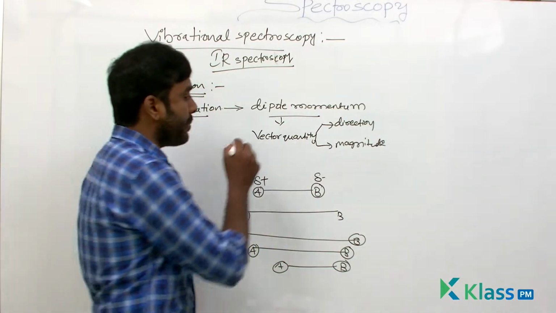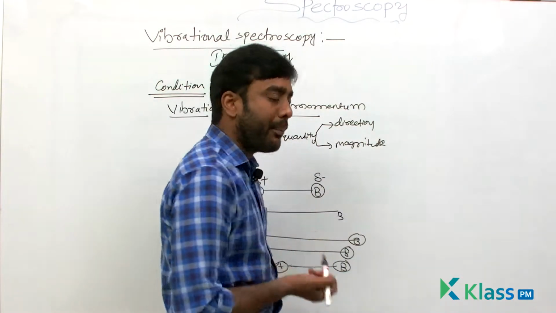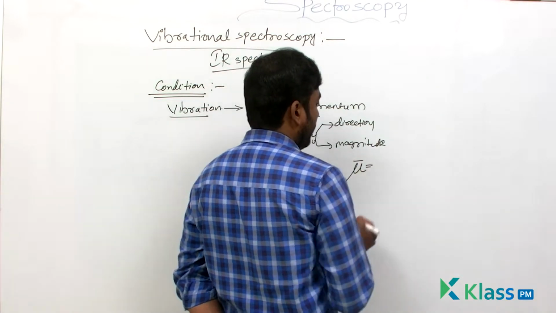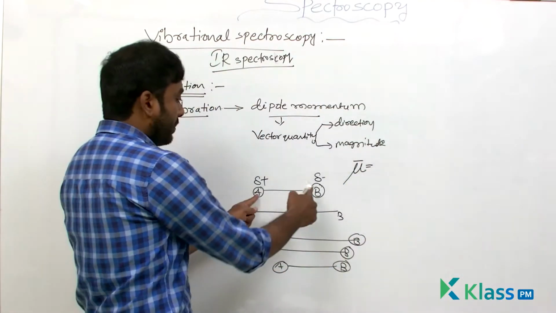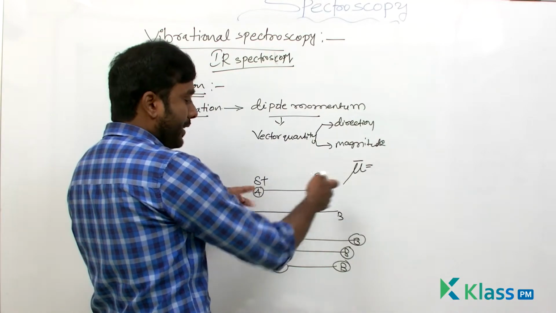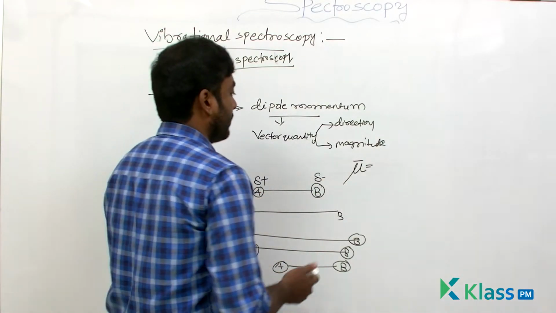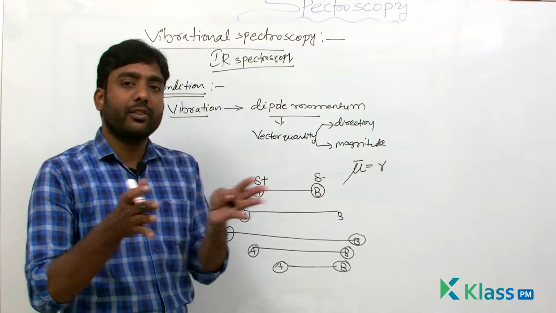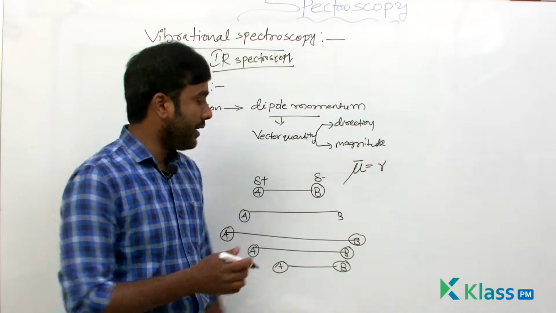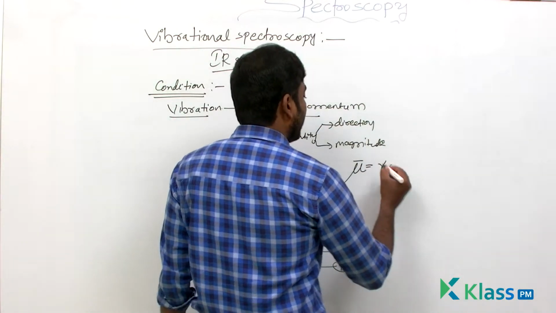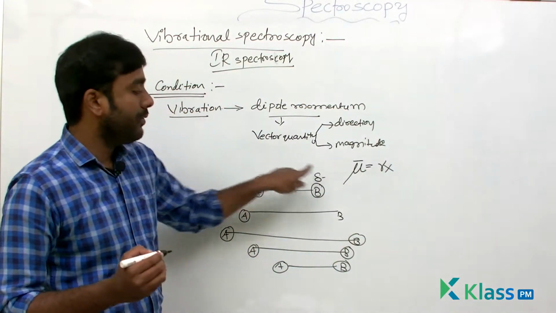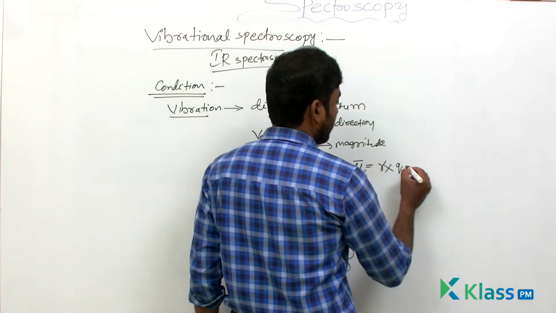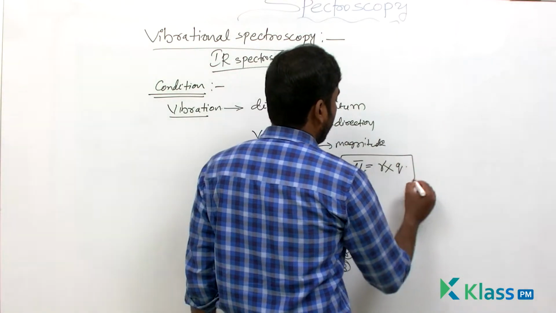So how do you measure the magnitude of dipole momentum? Magnitude of dipole momentum mu bar is equal to the separation distance between the two atoms, which I will take as R, into the charge on the atom, whatever charge is present on it, that is Q. This is the way we will find it.